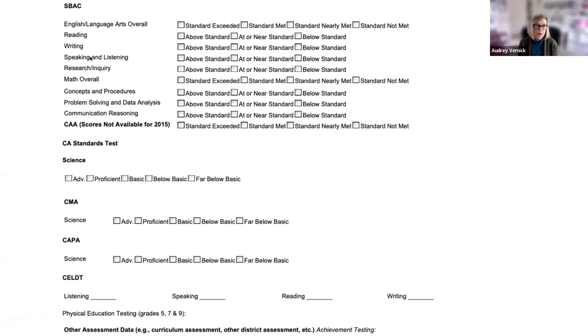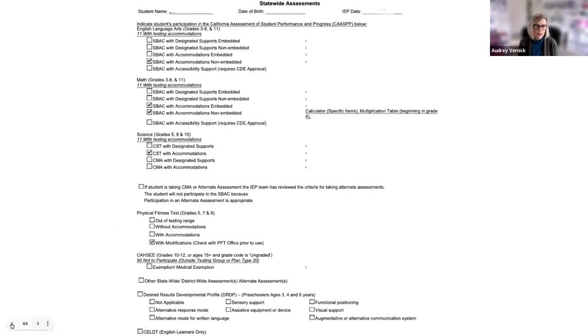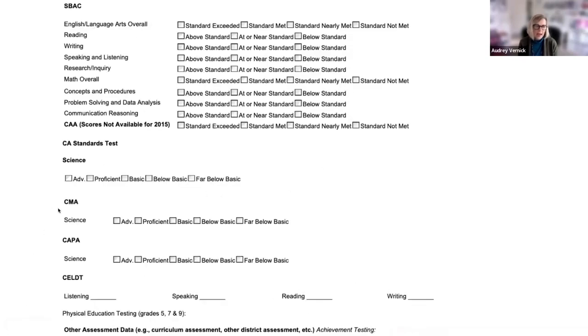The top ones up here are just our standard California state measures, which would include English language, reading, writing, and so on. Science would be in certain grades. I think they do that in 8th and 11th grade. CMA is a modified assessment for science. CELDT is for English language. PE testing happens in grades 5, 7, and 9 in California. So don't skip any section of the IEP. Make sure you understand each page and what should be on it, or what is wrong on it if it's wrong.